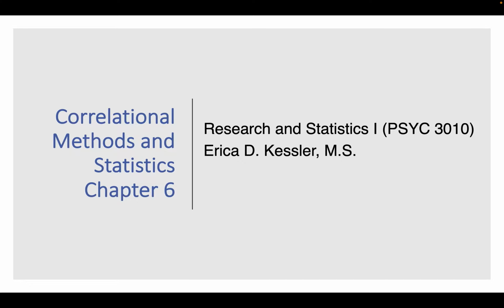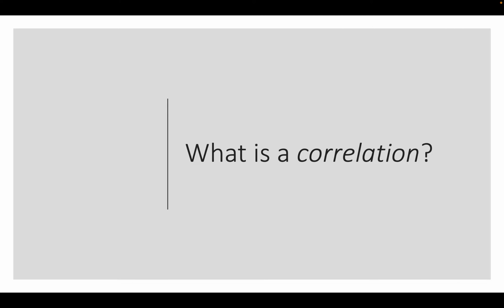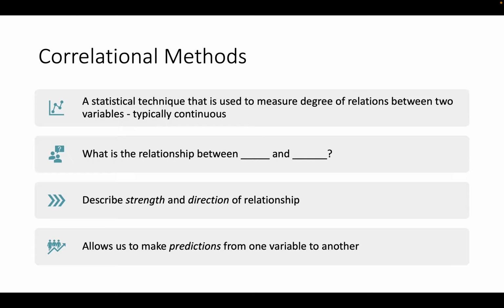In today's lecture, we're going to cover Chapter 6, Correlational Methods and Statistics. So we've talked about correlations a few times already in this class, and the book defines a correlational design as one that allows us to describe the relationship between two measured variables. So again, a correlation is a statistical technique that measures the degree of relationships between two variables. Typically, we do this with continuous data, so ordinal, interval, and ratio. This allows us to answer the question, what is the relationship between blank and blank?